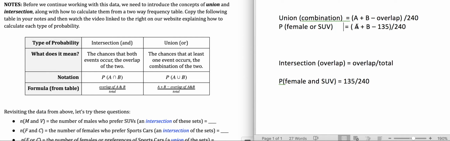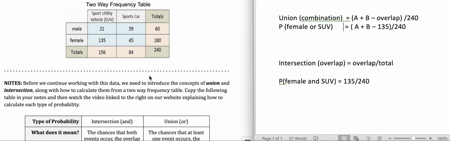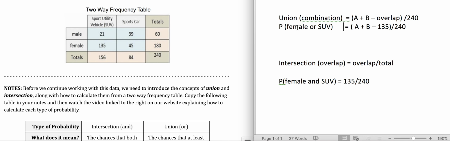We still need to find out what A and B are. So again, if A is going to be your first one, you're female, and B can be our second event, that we prefer an SUV. So we come back up here. I want to know how many are female. In this table, the total of females over here, I have 180 total females. So I'm going to replace this A with 180.